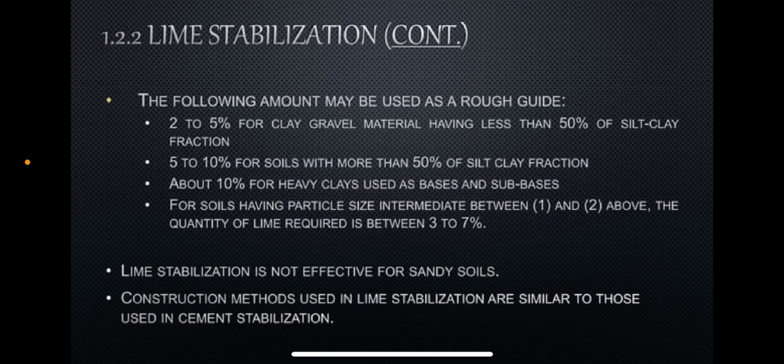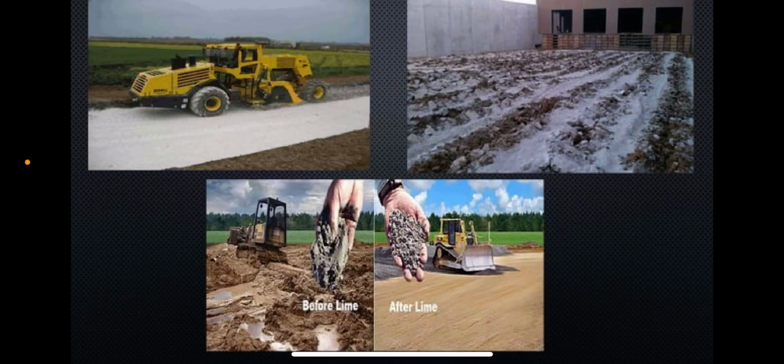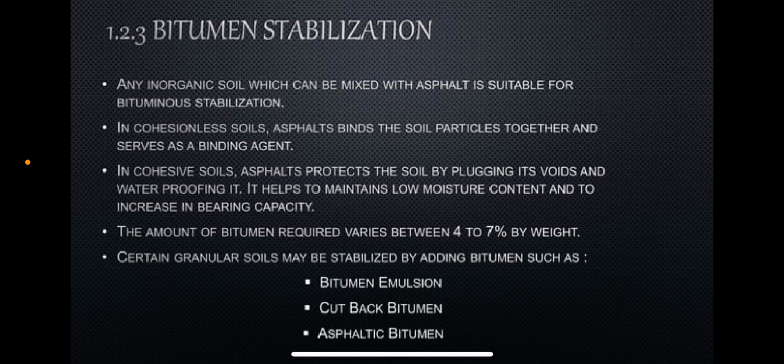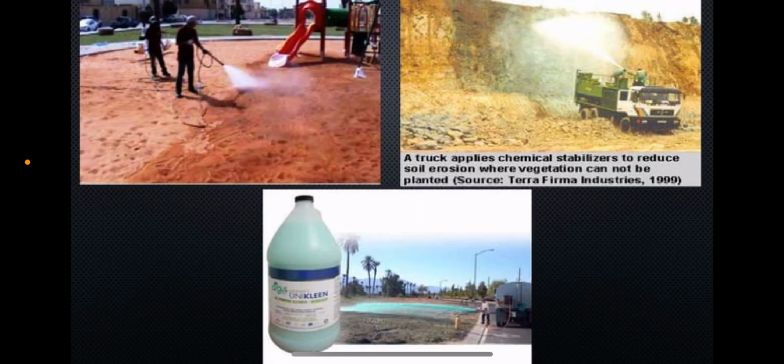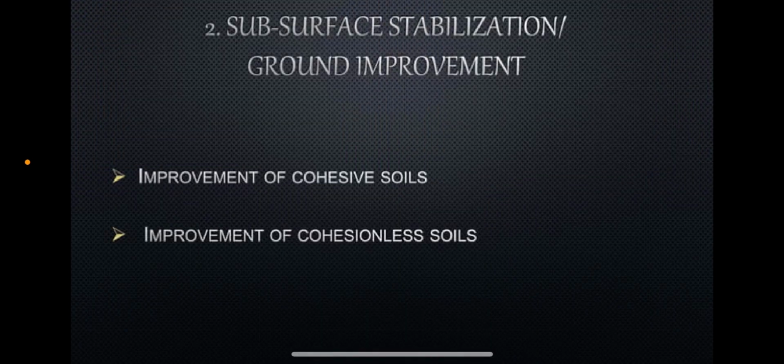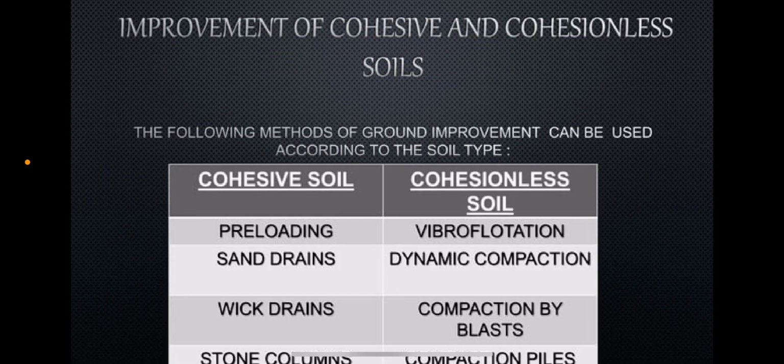And lime stabilization: lime is mixed with soil, and that stabilizes the soil. So this is called the lime stabilization technique. And bituminous stabilization: liquid bituminous material is sprayed above the soil, and this is called bituminous stabilization. And subsurface stabilization: improvement of cohesive soils and improvement of cohesionless soils.